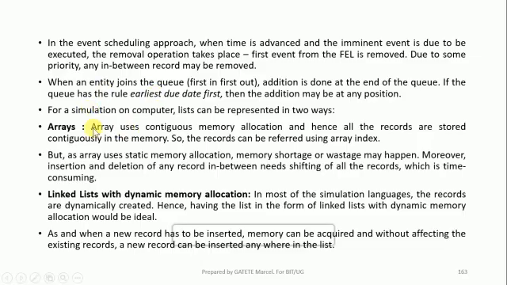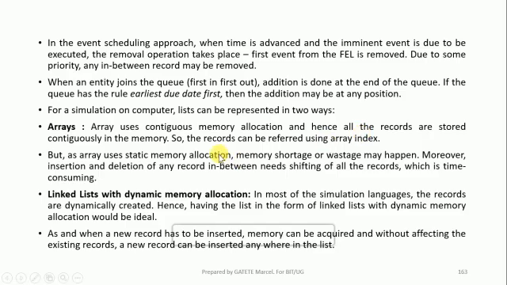So for simulation on a computer, a list can be represented in two ways. In a computer, for simulation, you can have arrays and linked lists, like in data structures. Arrays use contiguous memory allocation, where records are stored contiguously in memory. So a record can be referred to using an array index, as you know in programming, to access any value at any location in the array. I have to use the array index.